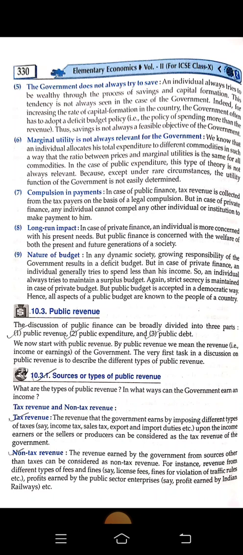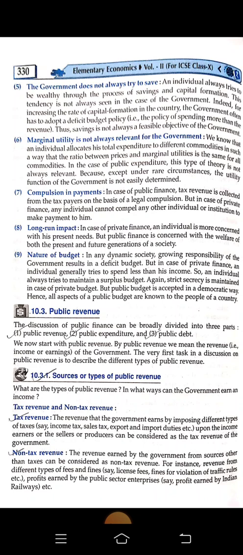So what are the sources of public revenue? There are two broad sources, or you can say mainly we can categorize into two parts. One is the tax revenue, one is the non-tax revenue. Tax revenue means the revenue that the government earns by imposing different types of taxes, like export and import taxes. Then we are having the sales taxes, we are having income taxes. So the taxes which are imposed by the government and the public is paying directly to the government, those are the tax revenue.